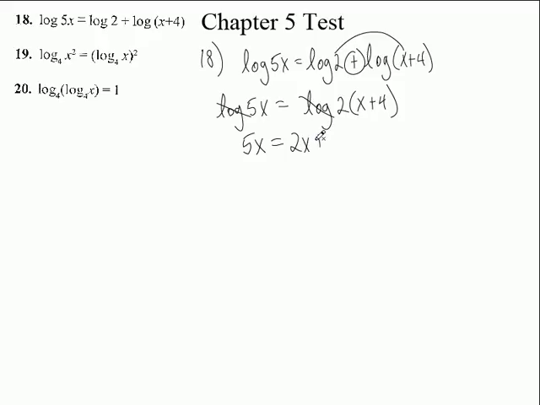Equals 2x plus 8. Subtract a 2x, which is 3x, equals 8. Divide by 3. X equals 8/3. Just keep it like that. No reason to change it to a decimal. That was simple. If you knew this rule right here, the product rule, make sure you go back and review that if you don't remember it.